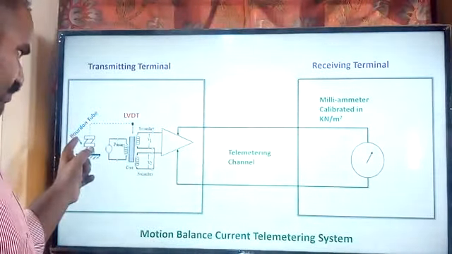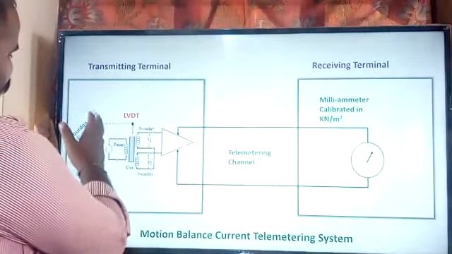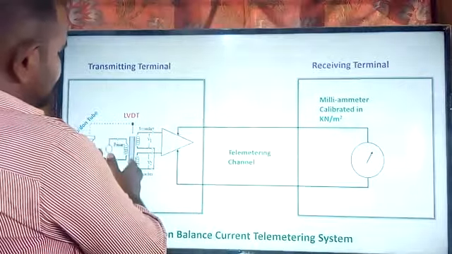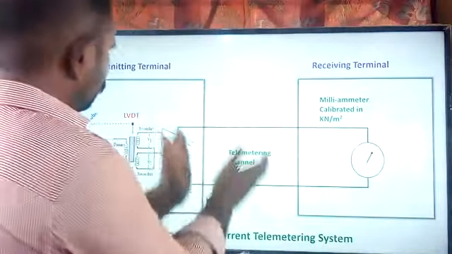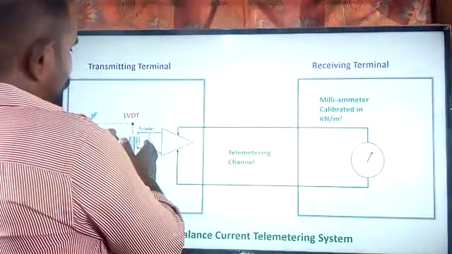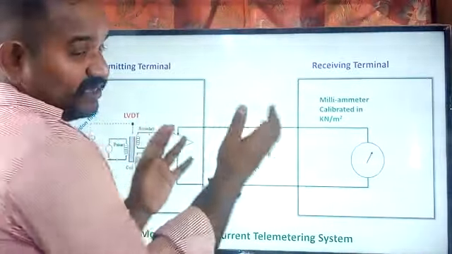Whatever information is sensed by the Bourdon tube is given as an input to the LVDT. The LVDT takes the responsibility to convert the physical information into an electrical signal format, that is, the current format, and this LVDT output is from a transducer.